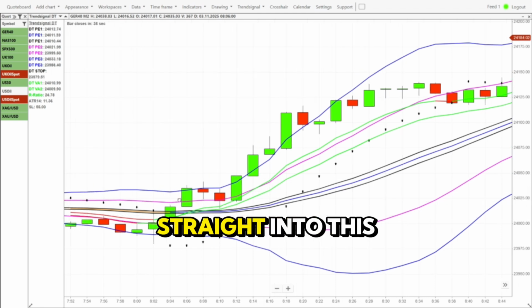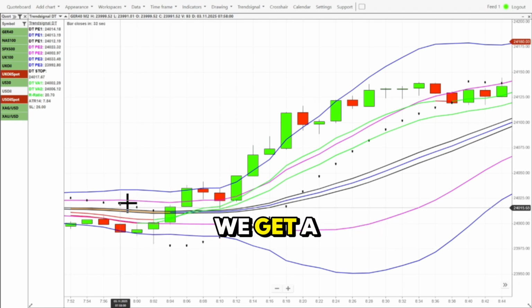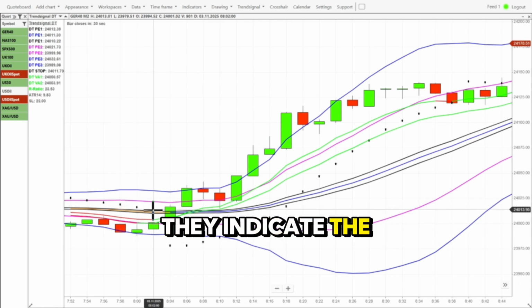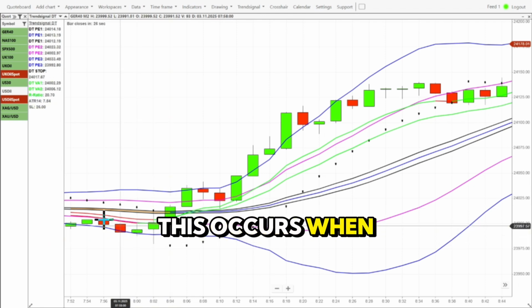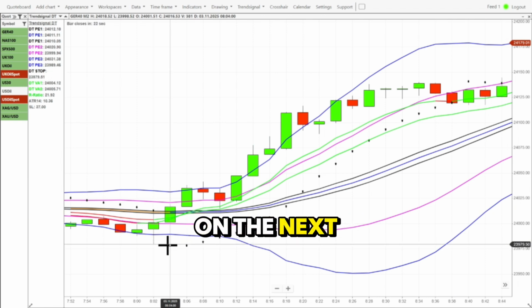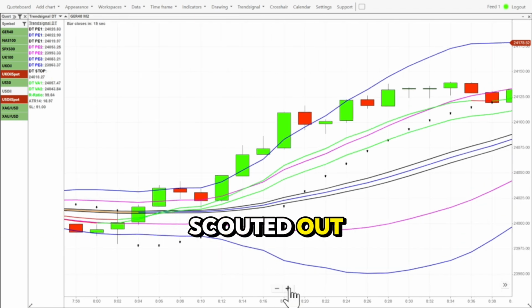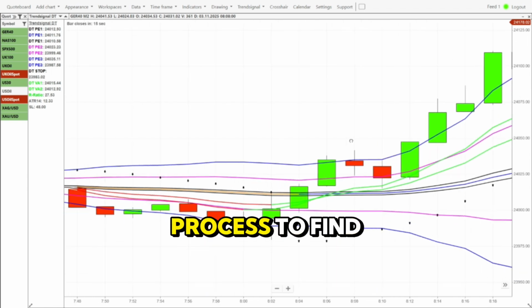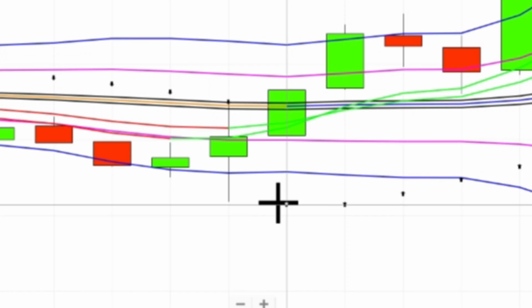So if we jump straight into this, essentially we generate a trade with the dynamic trader system. As soon as we get a flip over in these black arrows, they indicate the end of the previous movement and the opening of a new movement. This occurs when the price, the candle, comes up and meets the arrow, in which case on the next 2-minute entry, you will get a new position started to be scouted out. And essentially you go through a 5-step process to find out exactly if it's an entry or not, or if you need to wait a little bit longer. So let's go through them.